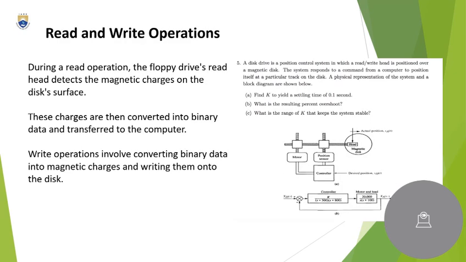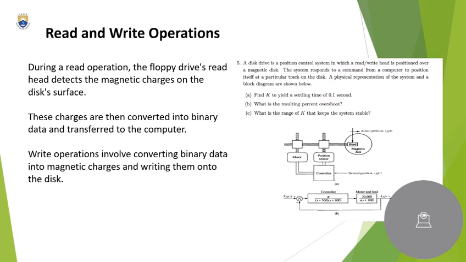And next we have read and write operations. During a read operation, the floppy drive's read head detects the magnetic charges on the disk surface. These charges are then converted into binary data and transferred to the computer. Write operations involve converting binary data into magnetic charges and writing them onto the disk. Also, we have an image here showing how it is constructed.